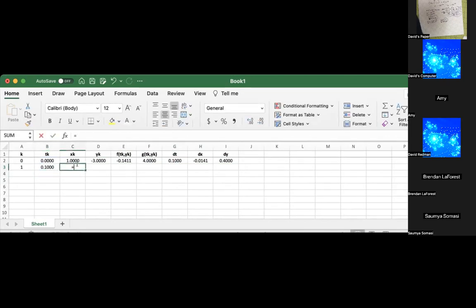This cell is going to be equal to the cell above plus DX. This cell is going to be equal to the cell above plus DY. I think I'm feeling okay. And then this cell is going to be equal to the same formula that's in this cell. So I think I could pull this down.